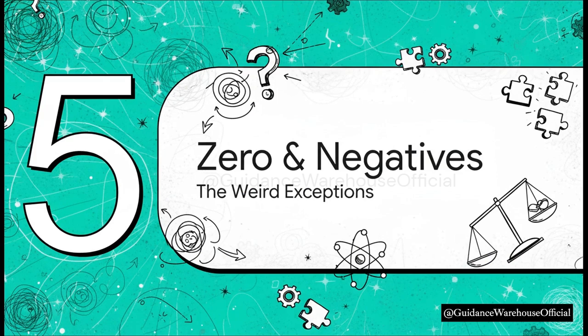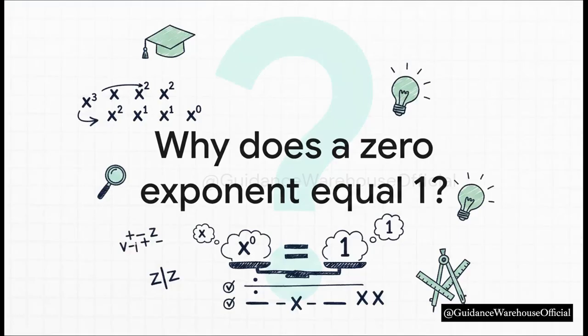Okay, so far so good, but now we are going to look at what happens when our rules create answers that seem, well, kind of impossible. Now you might be asking a very classic student question. Why on earth does 0 exponent equal 1? Shouldn't it just be 0?